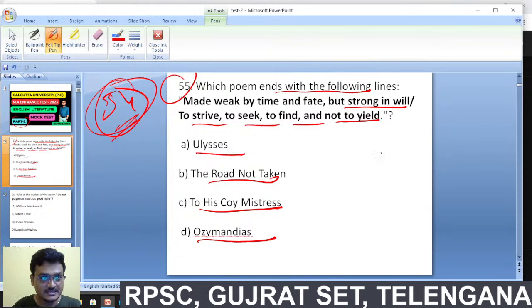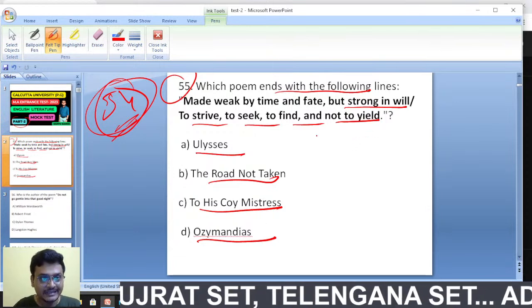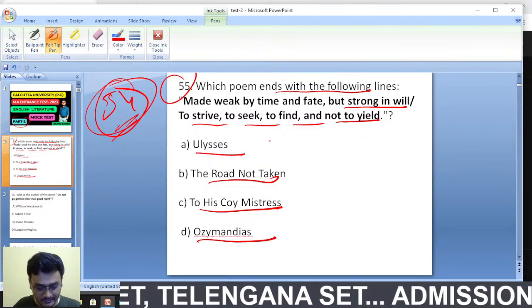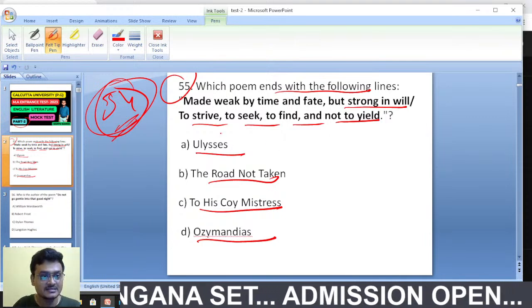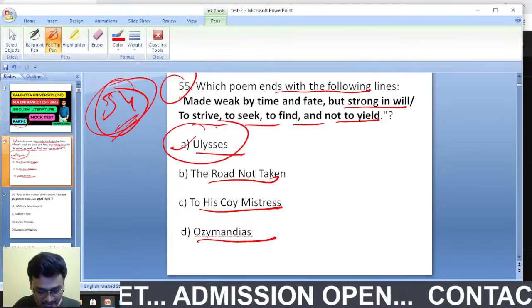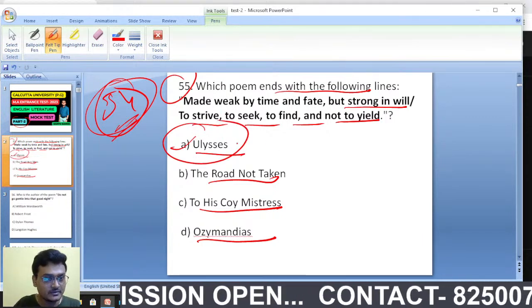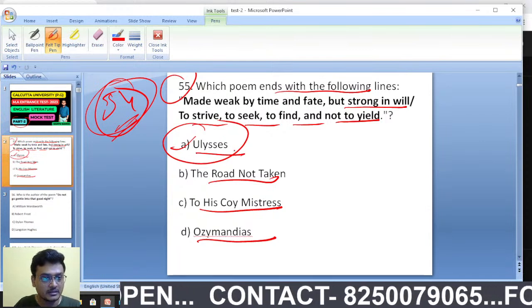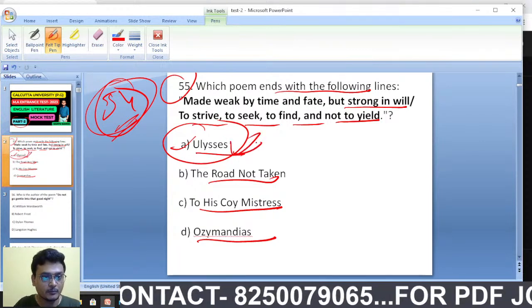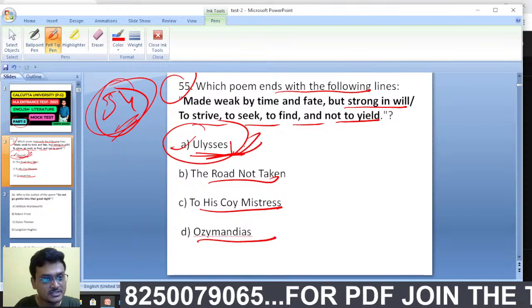Excellent, fantastic. These are the ending lines of Ulysses, exactly by Lord Alfred Tennyson. These are the ending lines of the poem Ulysses.